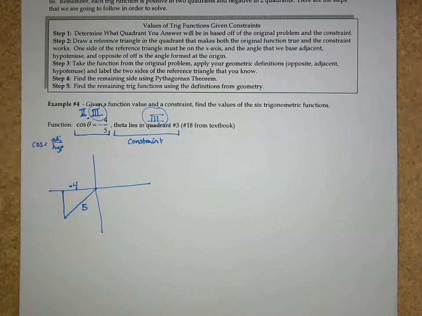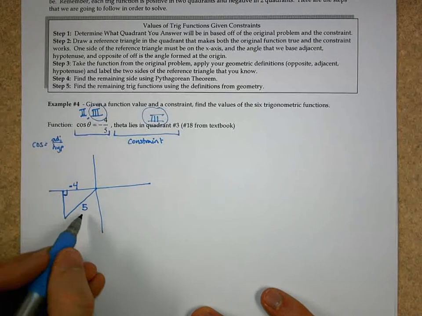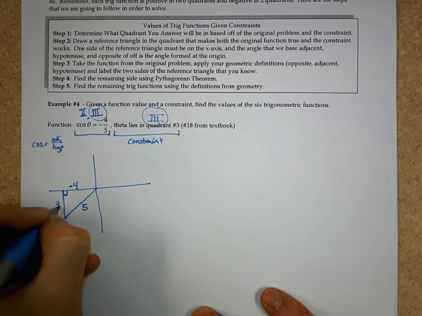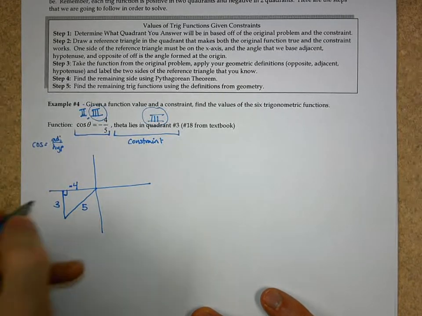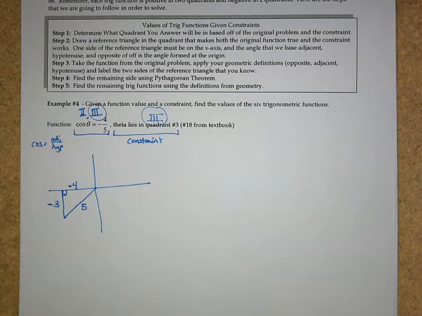I then need to find the remaining side of this triangle. This being a right triangle here and the longest side being 5 is a 3, 4, 5 triangle. And being in the third quadrant, both x's and y's are negative. If you didn't know 3, 4, 5 just by looking at it, you could use Pythagorean theorem and solve out for the first side.